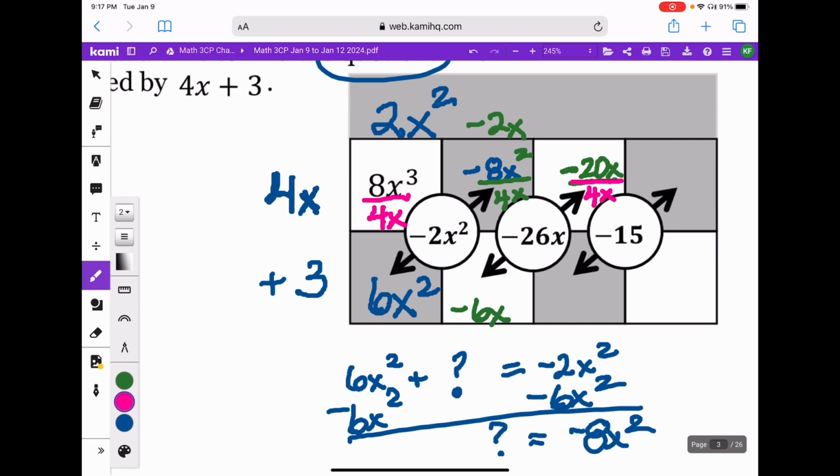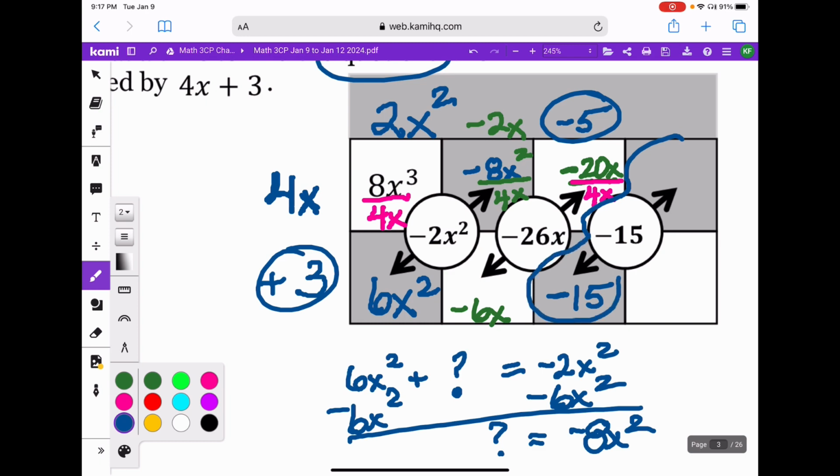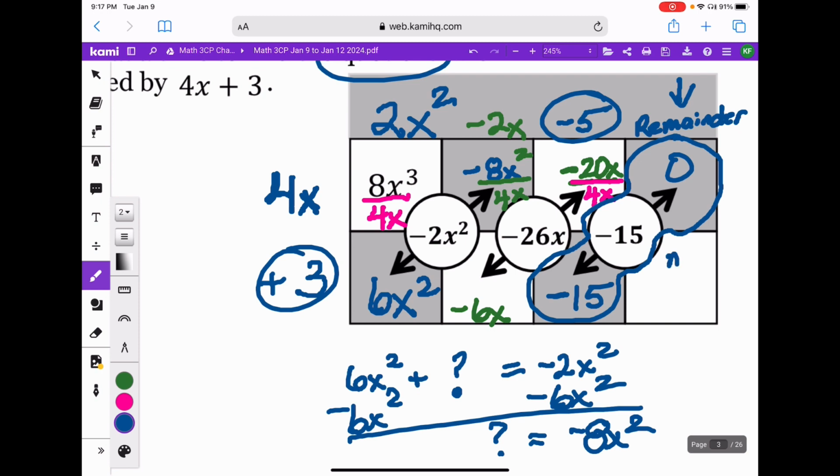So negative 20 divided by 4 is, so negative 20x divided by 4x is negative 5. And then negative 5 times 4 is negative 20x. So negative 5 times positive 3 is 15. Oh, negative 15. And then what do you add negative 15 to get negative 15? Well, that's 0. That 0 is our remainder. It's what's left, meaning in this case, there's nothing left.